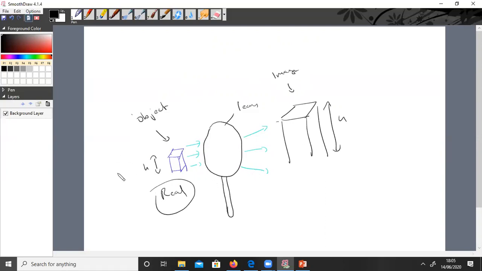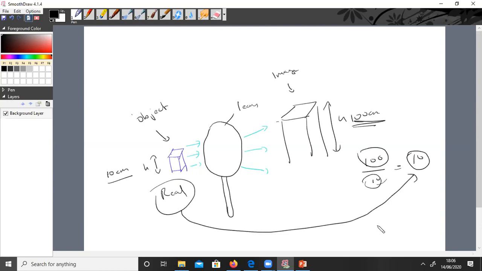Magnification. Imagine this was 10 centimeters high. Imagine this was 100 centimeters high. How many times bigger is this than that one? 100 over 10, so equals 10. This is 10 times bigger than that. This is 10 times magnified compared to that. So for magnification, we have the height of the image divided by the height of the actual object. If the height of the image was 100 and the height of the object was 10, 100 over 10, we've increased the size of the object by 10 times.